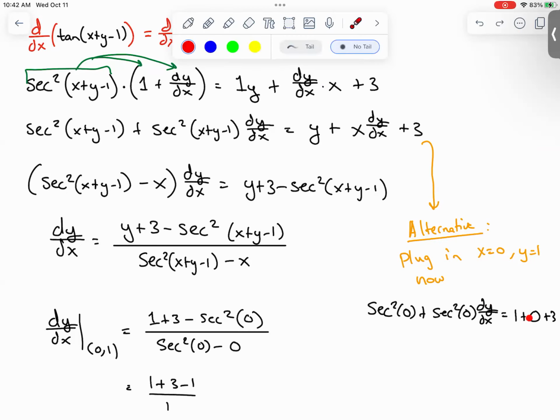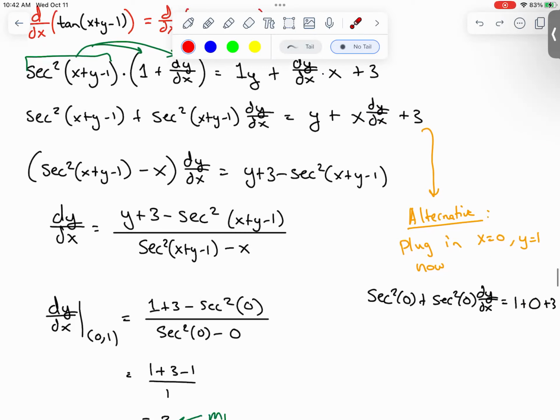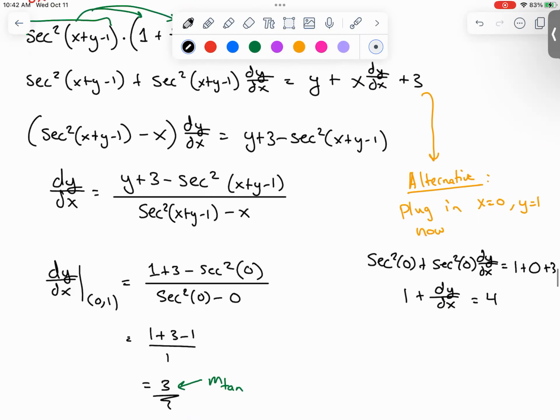The reason why this is 0 is because it's going to be 0 times dy dx, which is just going to be 0. At the end of the day, that will be 1 plus dy dx equals 1 plus 0 plus 3 equals 4. Dy dx evaluated at (0, 1) equals 3. Much faster. But we have to understand what we're doing.